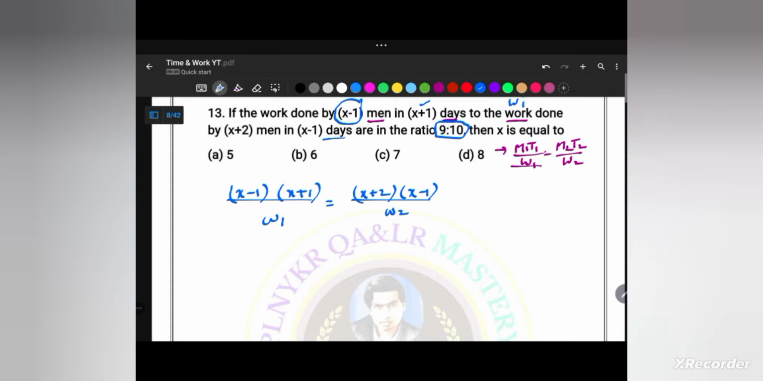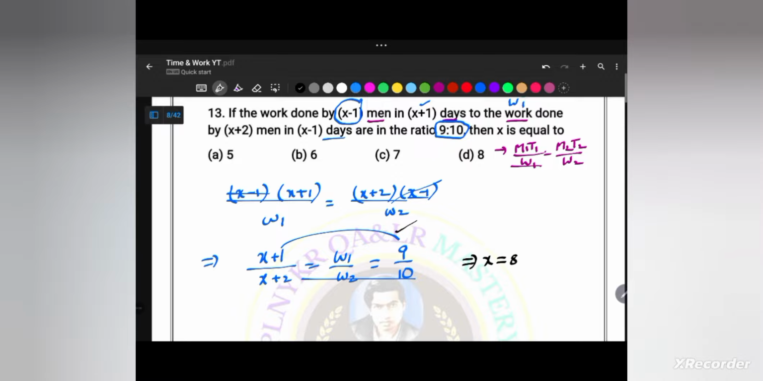So here the similar X minus 1, we can cancel. After cancelling, it will be X plus 1 by X plus 2 equal to W1 by W2. But in the question it is clearly given that W1 by W2 is 9 by 10. By comparing these two, either by equating or comparing, you can get the X value as how much? X value as 8. So X plus 1 will be 9 and X plus 2 will be 10. So we can mark option D. We'll be moving on to the next question.